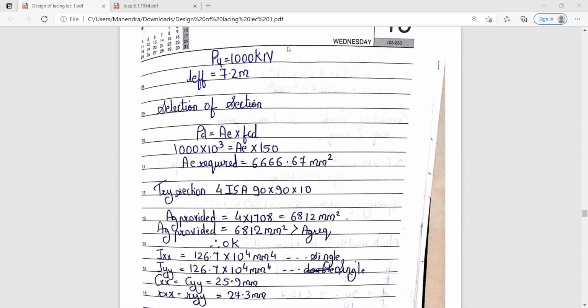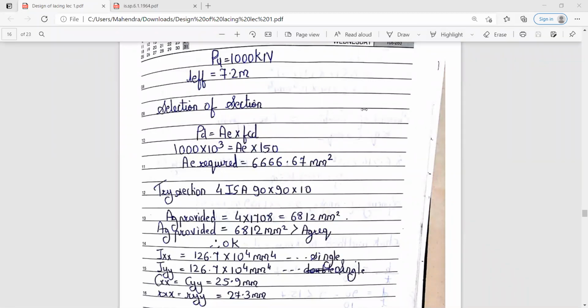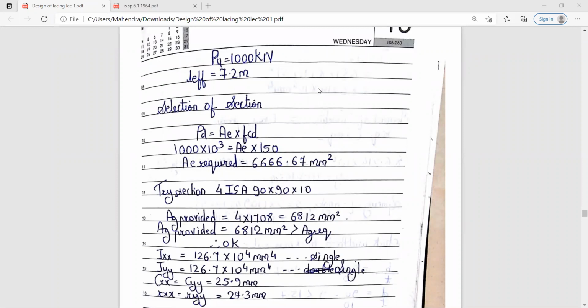Okay, Abdullah. So first of all, we are going to select the section. So we are going to take the section that is for ISA 90 by 90 by 10. As they have mentioned in the question itself that there are 4 angles. So we are going to take the angle section as ISA 90 by 90 by 10. Before that, we need to calculate the value of PD.